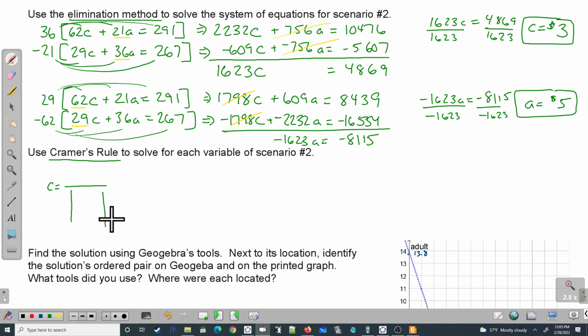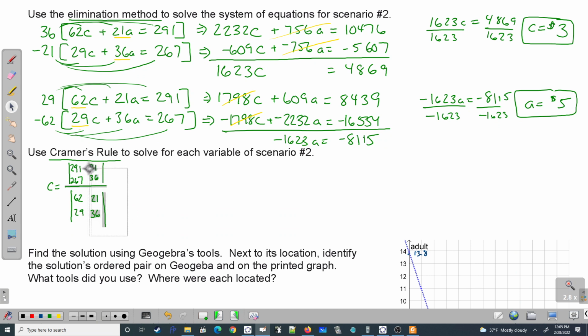We would need to remember we need the coefficients for our children's prices, 62 and 29. We would need 21 and 36 for the adult column. Up here, since you're trying to solve for the child price, put the 291 and the 267 into this column. It basically replaces the C coefficients. The 21 and the 36 will stay where they are.